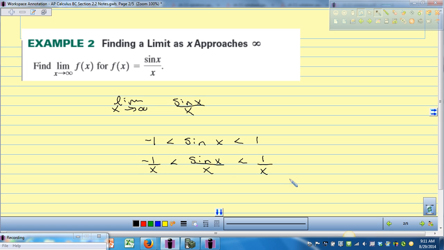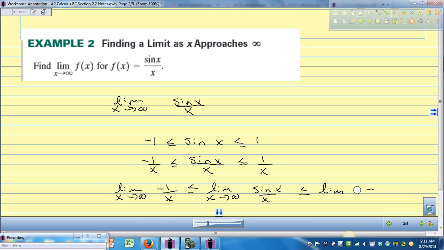So what does it look like I'm set up for here? Squeeze theorem. So let's take a limit as x goes to infinity of each part of our squeeze theorem here. Less than or equal to, should be less than or equal to. The limit as x approaches infinity of sine x over x should be less than or equal to the limit as x approaches infinity of 1 over x. Stop. Erase right there.